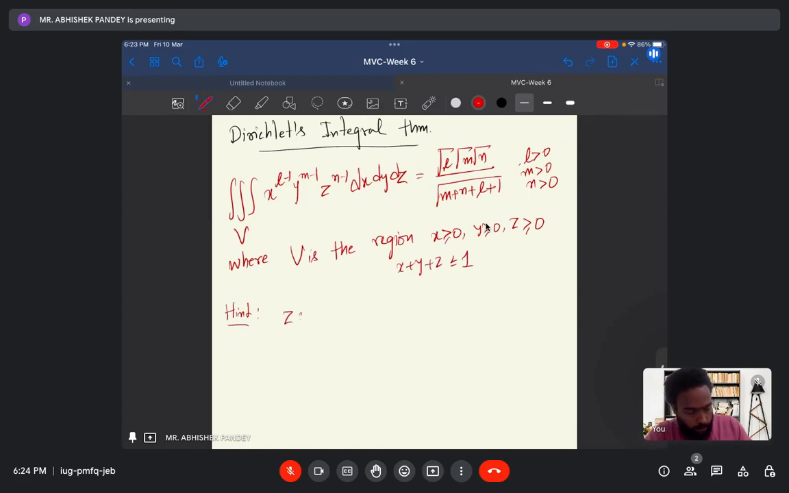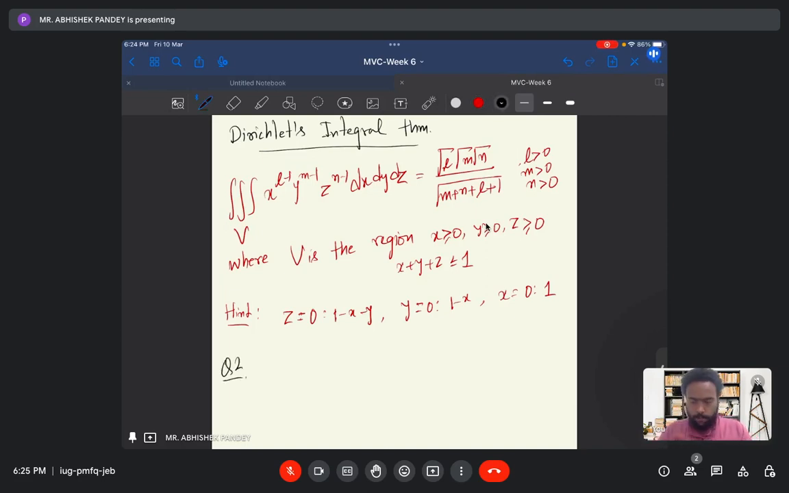So the limit of z is from 0 to 1 minus x minus y. The limit of y is from 0 to 1 minus x, and the limit of x is from 0 to 1. Okay, fine. So now using this we will solve the assignment questions.